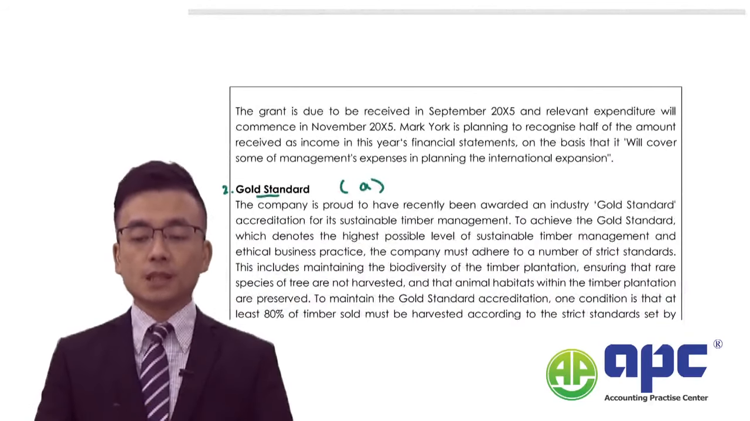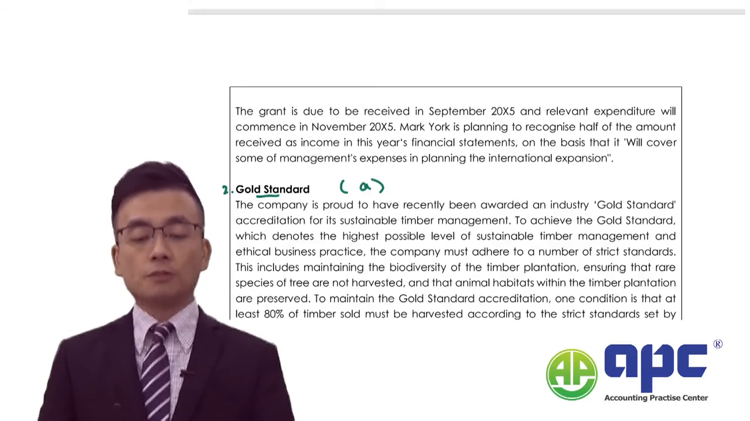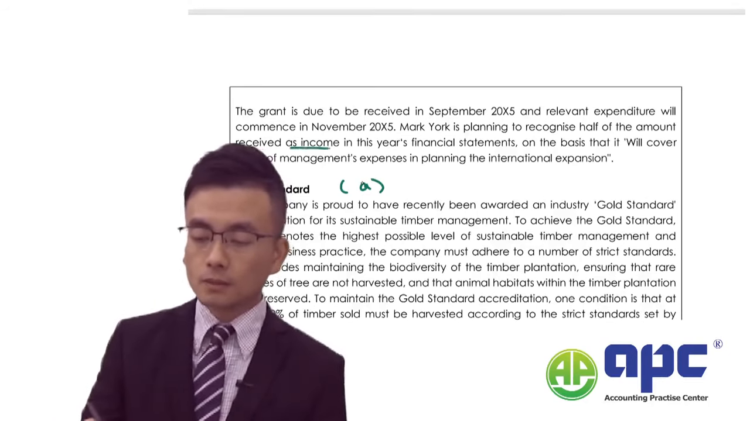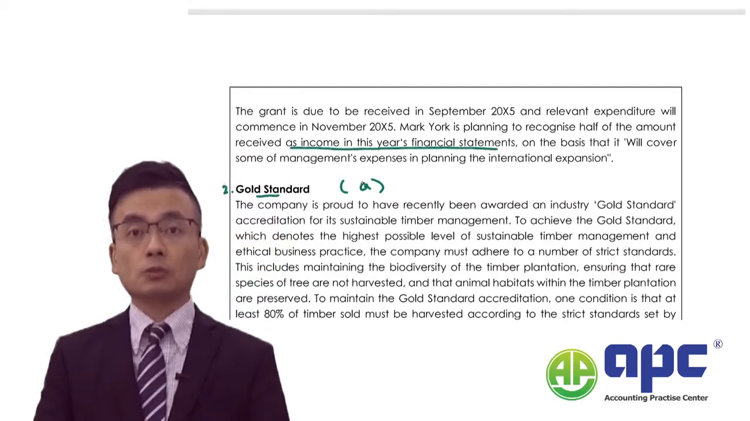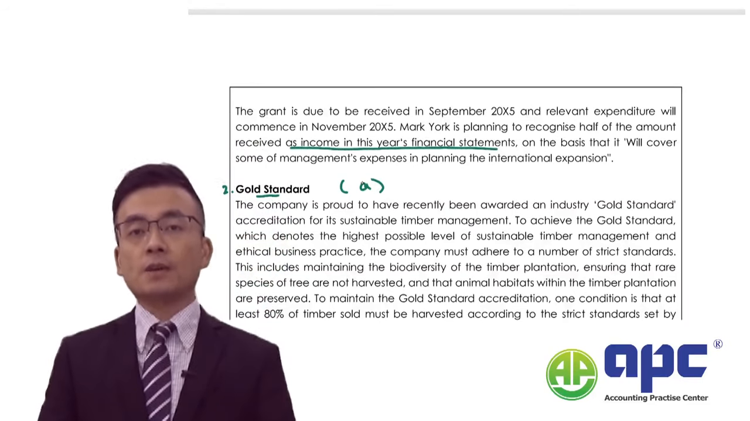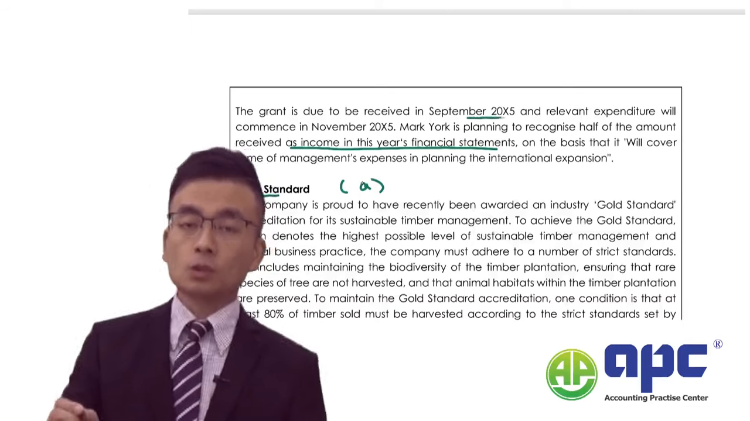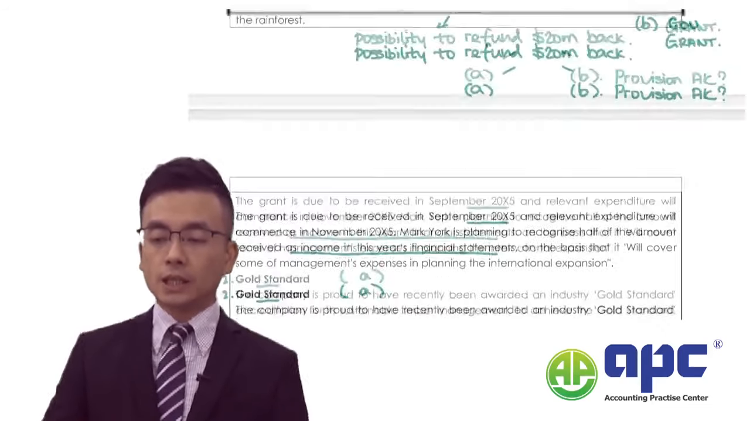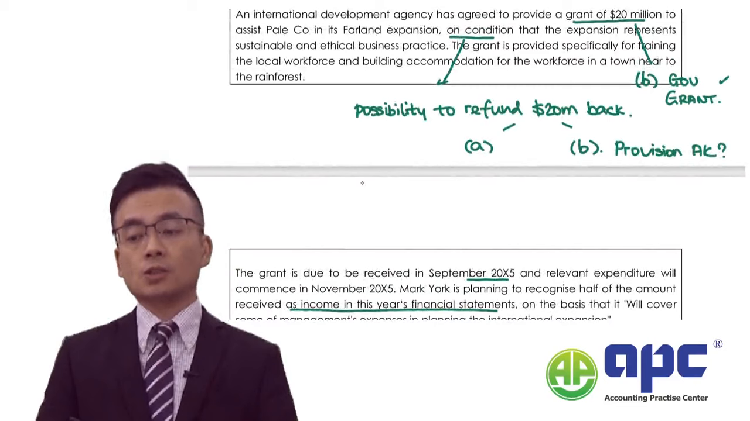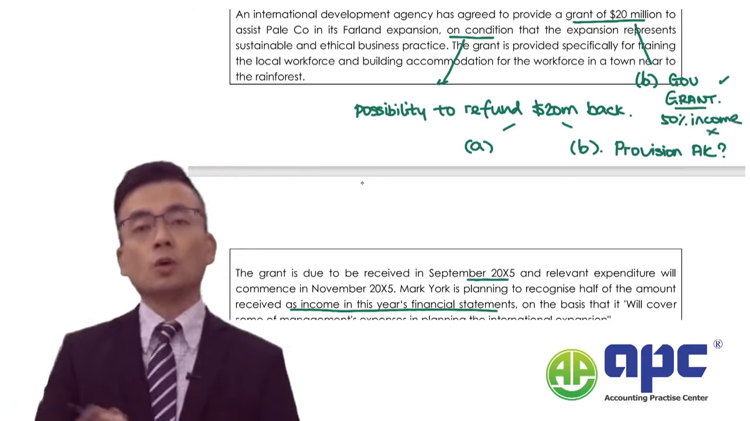The grant is due to be received in September and relevant expenditure will commence in November next year. The CFO is planning to recognise half of the amount received as income on the basis that it will cover some of the management expenses in planning the international expansion. That is not a very good excuse for that, because you're receiving it in September, which means at the year end, you can't simply recognize half of that as income. So clearly that will be an audit risk related to a government grant, because 50% to be recognized as income is not correct in some way.